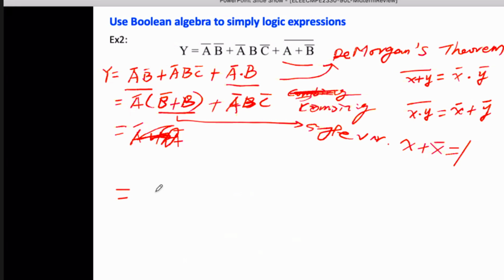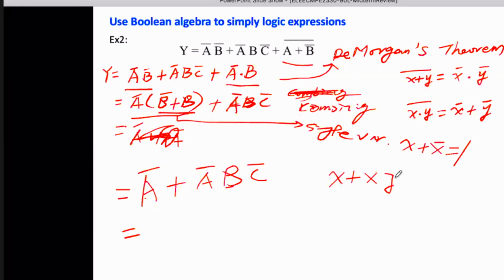Then the first one equals A naught, right, plus A naught B times C naught. And then you can use this property, X plus X Y. This is called the absorption property. X plus X times Y equals X. This is called absorption.